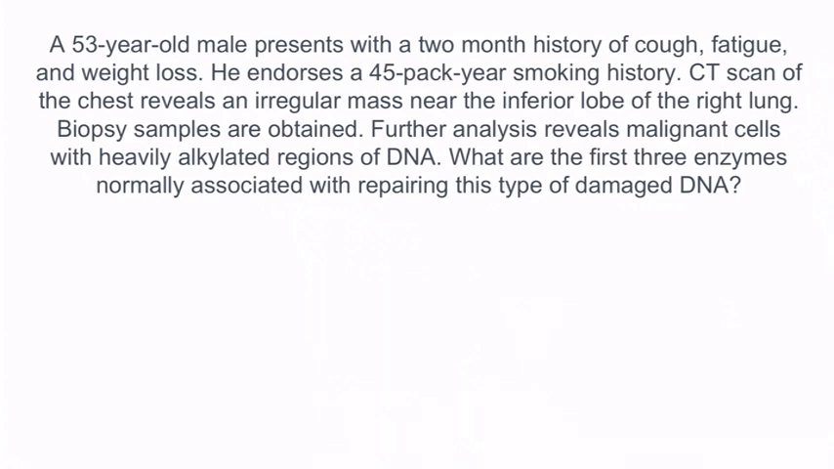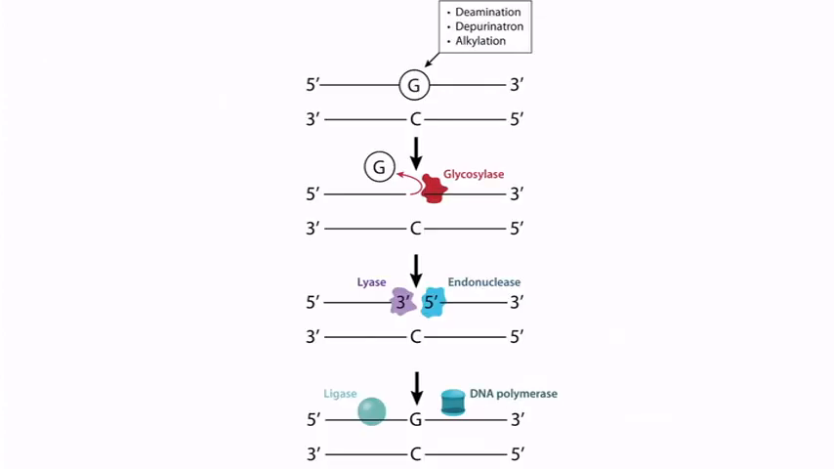From the question stem, hopefully you notice that this patient has lung cancer, and the question stem also states that the DNA contains heavily alkylated regions. Remember, base excision repair is responsible for repairing non-bulky DNA alterations, which includes alkylation. Also recall that carcinogenic exposure, such as smoking, can cause these alterations. So the question is really asking, what are the first 3 enzymes involved in base excision repair? This is a detailed figure of base excision repair, and you can see that glycosylase, endonuclease, and lyase are the first 3 enzymes involved in this type of repair.